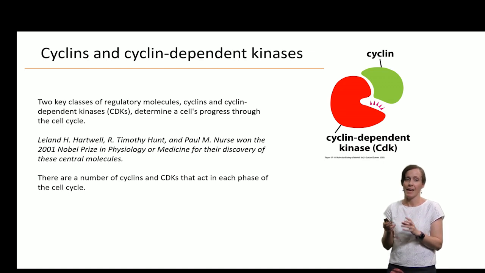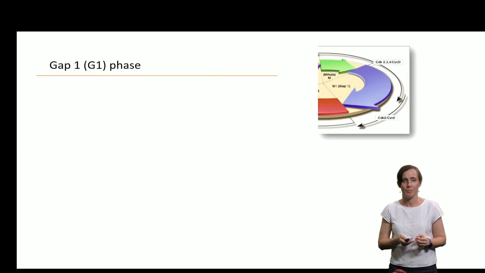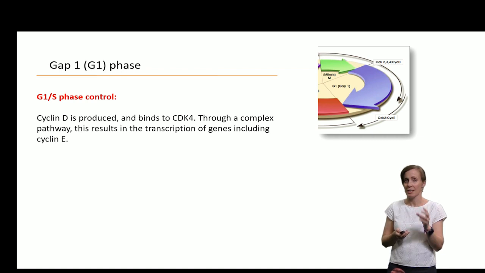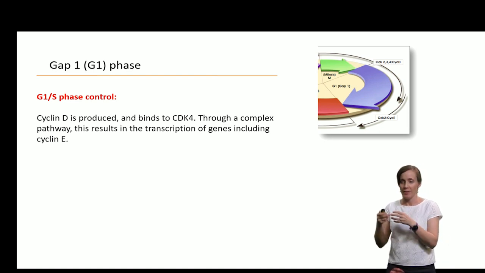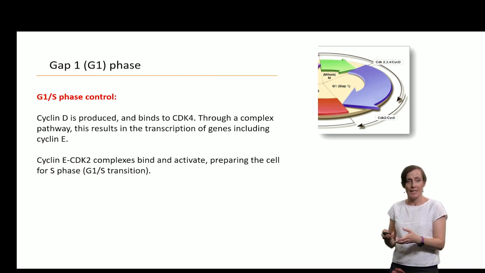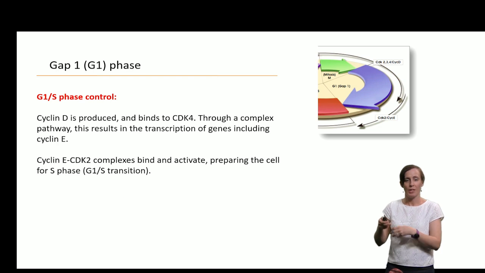There are a number of these that act in each phase of the cell cycle, some associated with the G1 phase, G1/S, S phase, and the M phase. In G1 phase, some of these cyclins are very important, particularly cyclin D. Well, there are several of them. Cyclin D binds to a particular type of CDK called CDK4, and that acts through quite a complex pathway, resulting in the transcription of genes, including cyclin E. Cyclin E binds to CDK2, and that complex is then activated, which prepares the cell for S phase, moving into the G1/S phase transition.